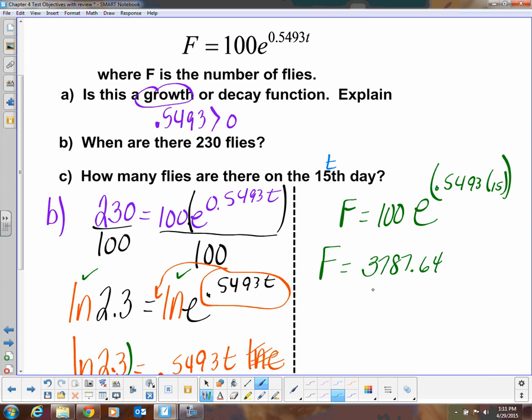Is it a backwards calculator? So I would do this first and hit equals. Then I would do second ln because that raises it to the e power. And I would hit equals. And then I'd multiply by 100. Oh, okay, hold on. That's just the e part. So it's not 3,787. It is 37,876.4 flies.